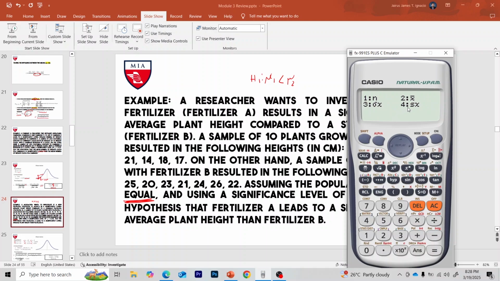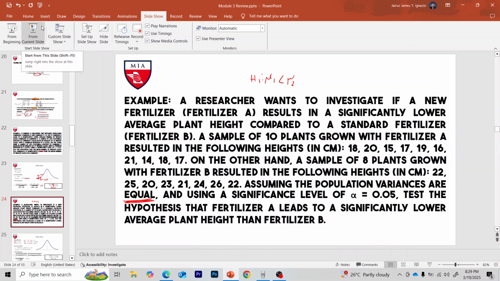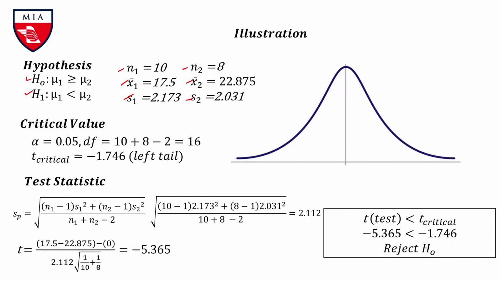First, we need to find the mean, so select number 2. So we have the mean of 22.875. Next, we need to find the sample standard deviation. Go to Shift, number 1, number 4 for the var, and number 4 for the sample standard deviation. Just click enter. So we have 2.03. That's how easy it is to find the mean and the sample standard deviation using the calculator. So we have this data available right now.